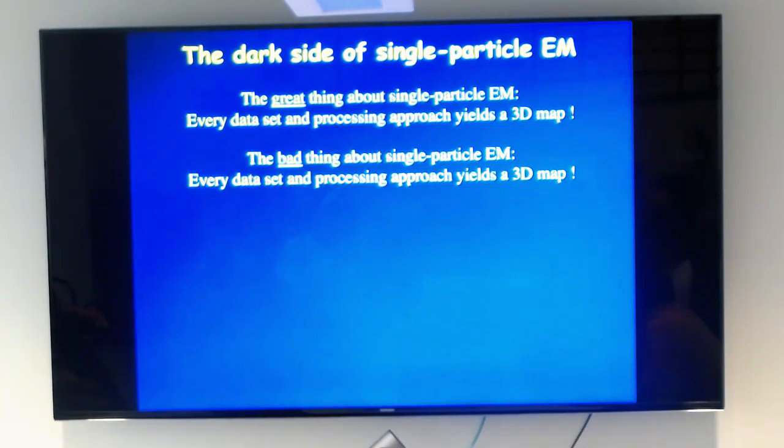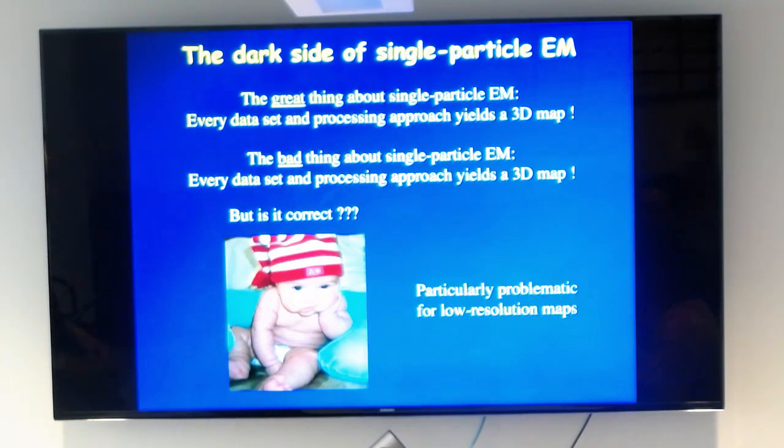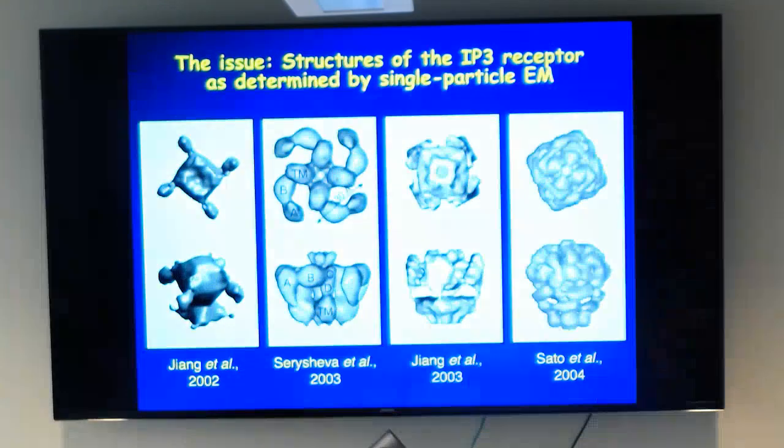The big problem is that at the beginning, about 5 to 6 years ago, we really had no idea whether the map that we generated was actually correct or total nonsense. And so that's why it was called blobology. We had a terrible reputation. This was really a big issue when we were working with these low resolution density maps. And a very nice example of this problem is shown here.